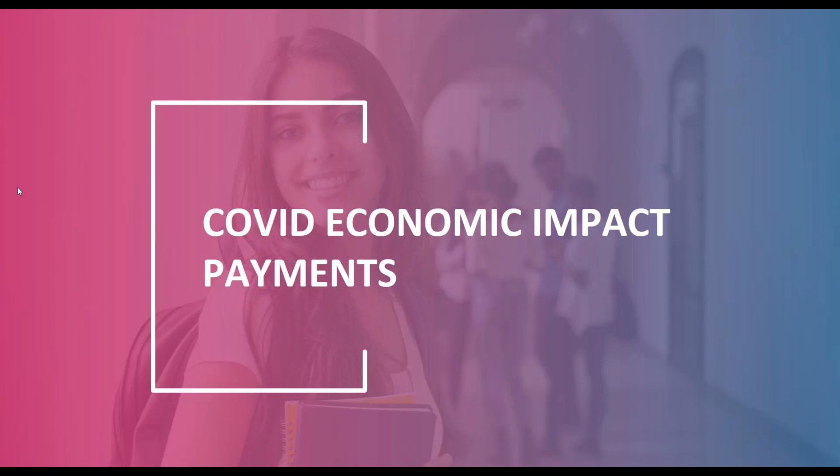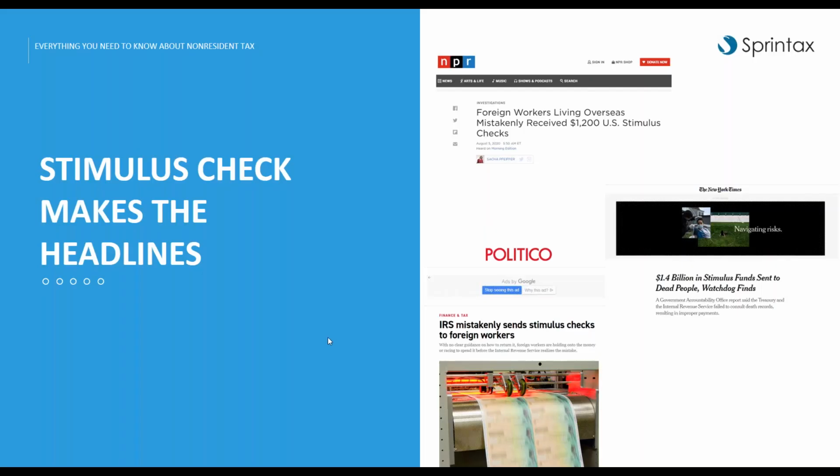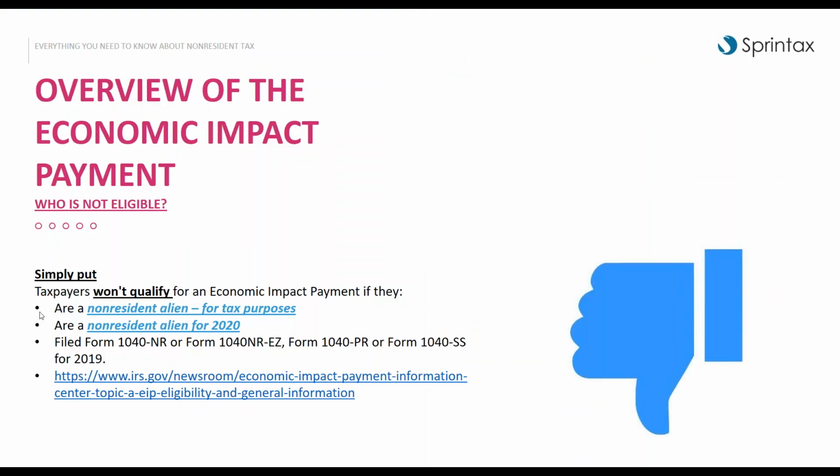So yeah, just to have a look at the COVID economic impact payments and how it has affected non-residents across the world and across the US. We've seen the stimulus check make the headlines across the US and across the world, with people receiving that stimulus check in error. We saw a lot of non-residents who filed incorrectly in the past and filed as a resident, and as a result they've received the stimulus check in error. So they were wondering, why did they receive the stimulus check? Am I entitled to it? And if I'm not entitled to it, how do I go about returning that to the IRS?